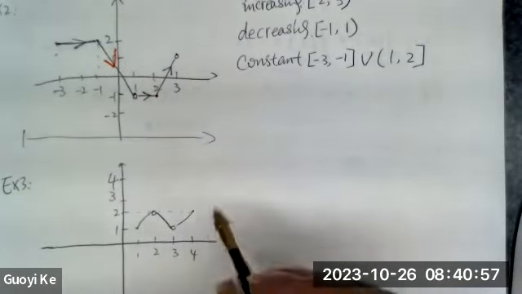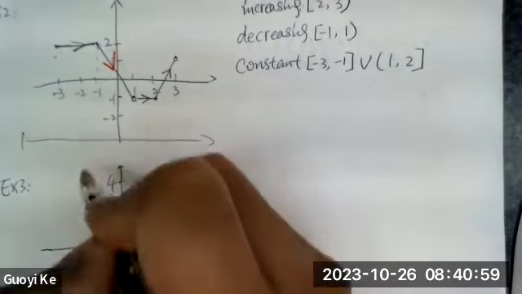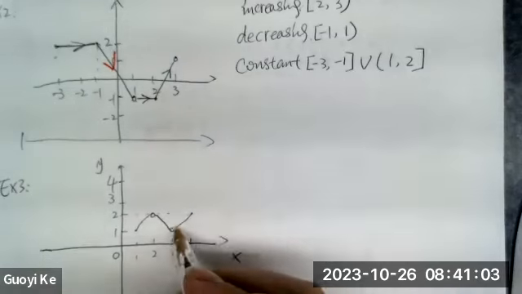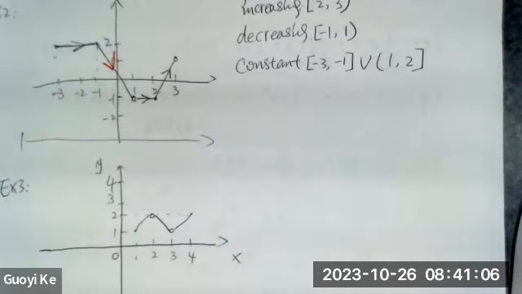Find the increasing, decreasing, and constant. Here we have two open circles, 1, 2. From left to right, you need to mark down the arrow, right? Make sure the arrow is up or the arrow is down. If the arrow is up, it means increasing. If the arrow is down, it means decreasing.